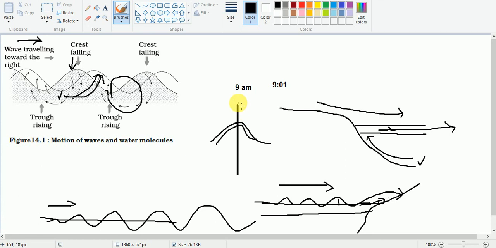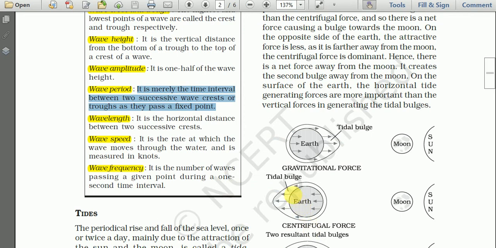So let us suppose this is a fixed point, and at 9 a.m. a wave crest has passed through this fixed point. Then after 1 minute, another wave crest is passing through the fixed point. So we have a difference of 1 minute between the former and the latter one, and hence 1 minute in this case is known as the wave period: the time interval between two successive wave crests or troughs as they pass a fixed point.